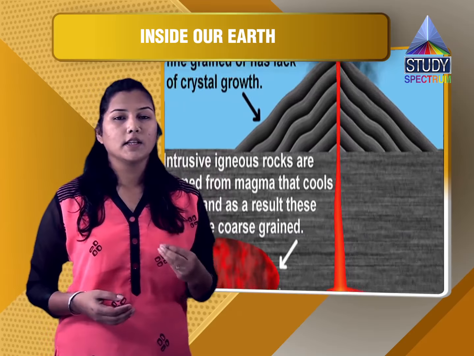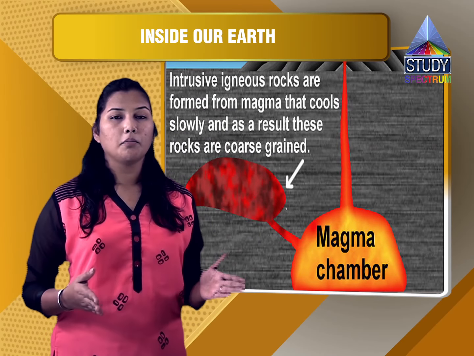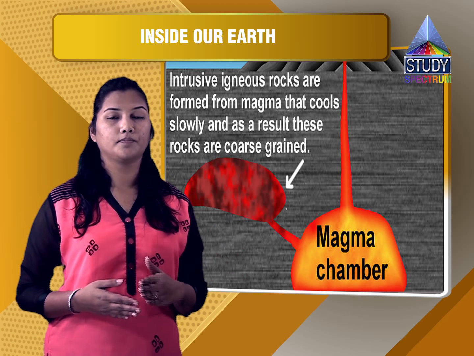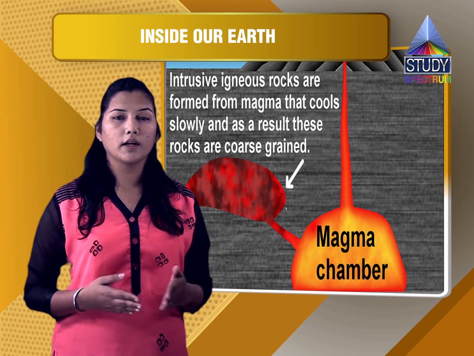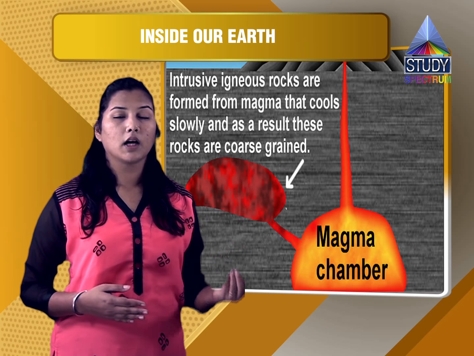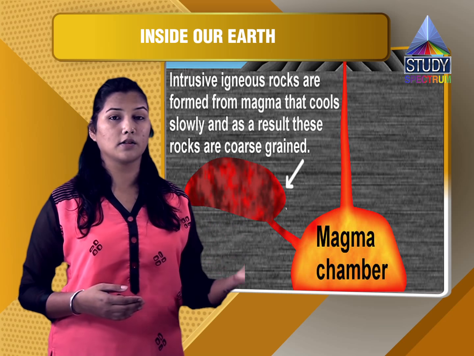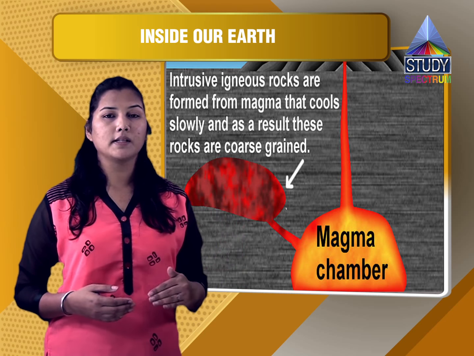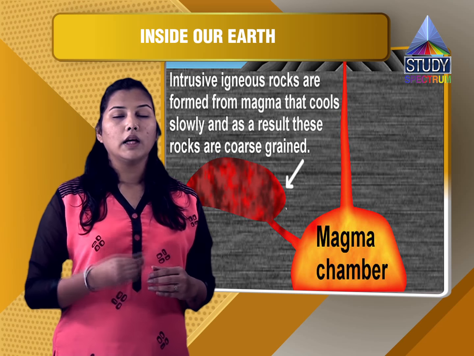Now, the second type is the intrusive rocks. Intrusive, let's again break it up. Intrusive, IN stands for internal. Internal means anything inside. Whenever there is a volcano that erupts, the molten magma or the lava comes out on the Earth's surface and it cools down on the surface. That is external. But when the molten magma cools deep inside the Earth crust, that is when the intrusive rocks are formed.